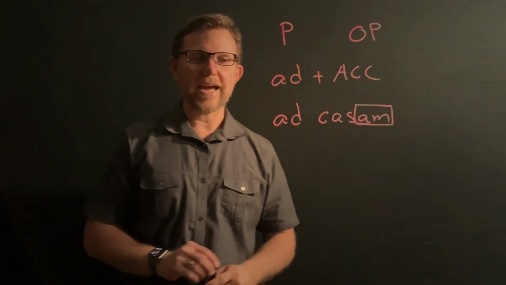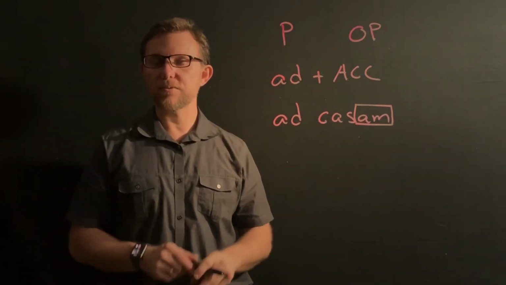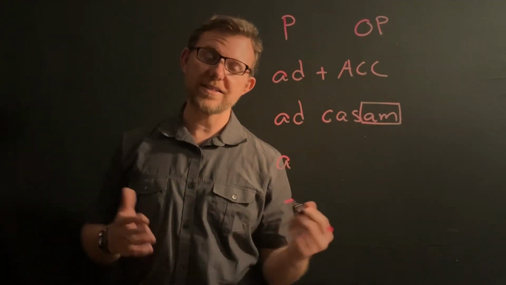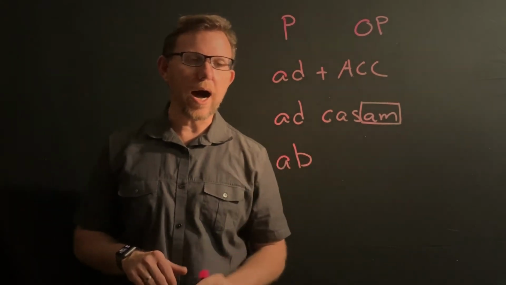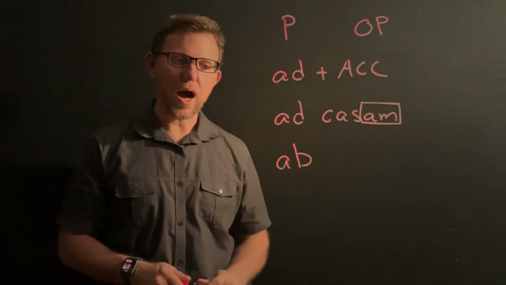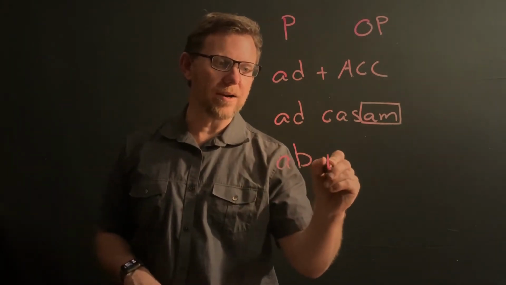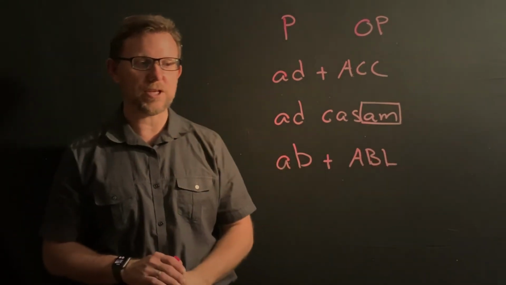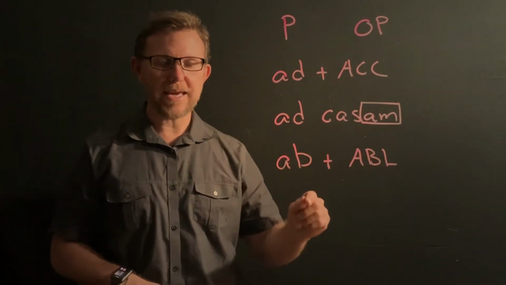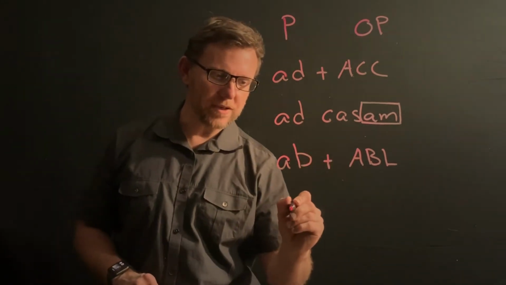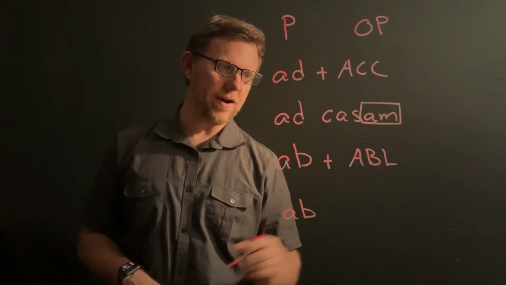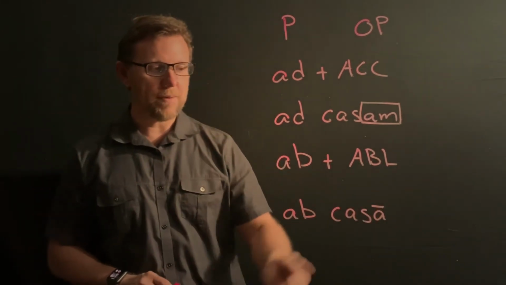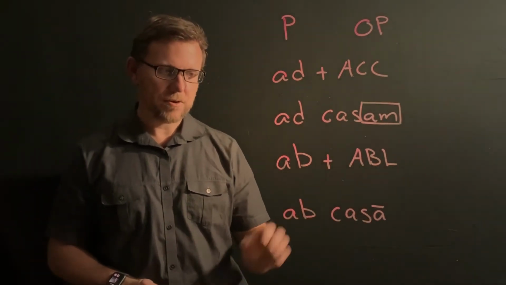The prepositions we're looking at now require their object to be in the ablative case. Just for the sake of having a very similar preposition, we'll take the word ab, which means away from. Ab requires its object to be in the ablative case. So you would learn this preposition as ab plus the ablative means away from. And so if I want to say that someone was going away from the house, I would need to say ab casā, with a macron over that. I would need to have an ablative ending right there.